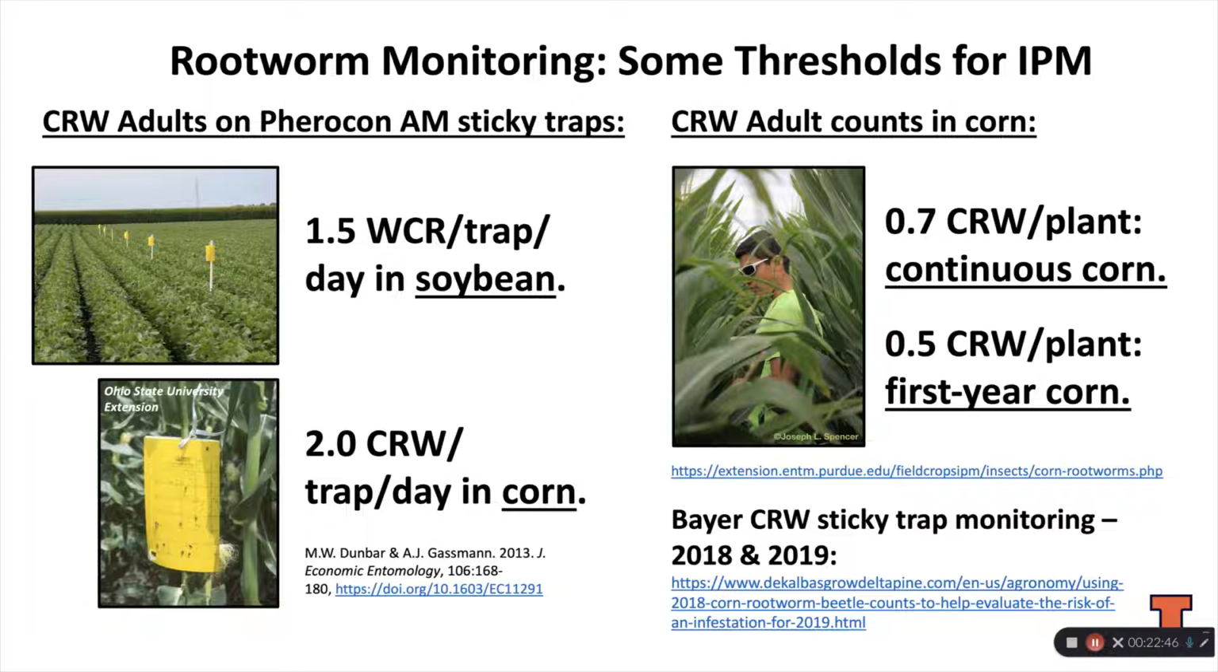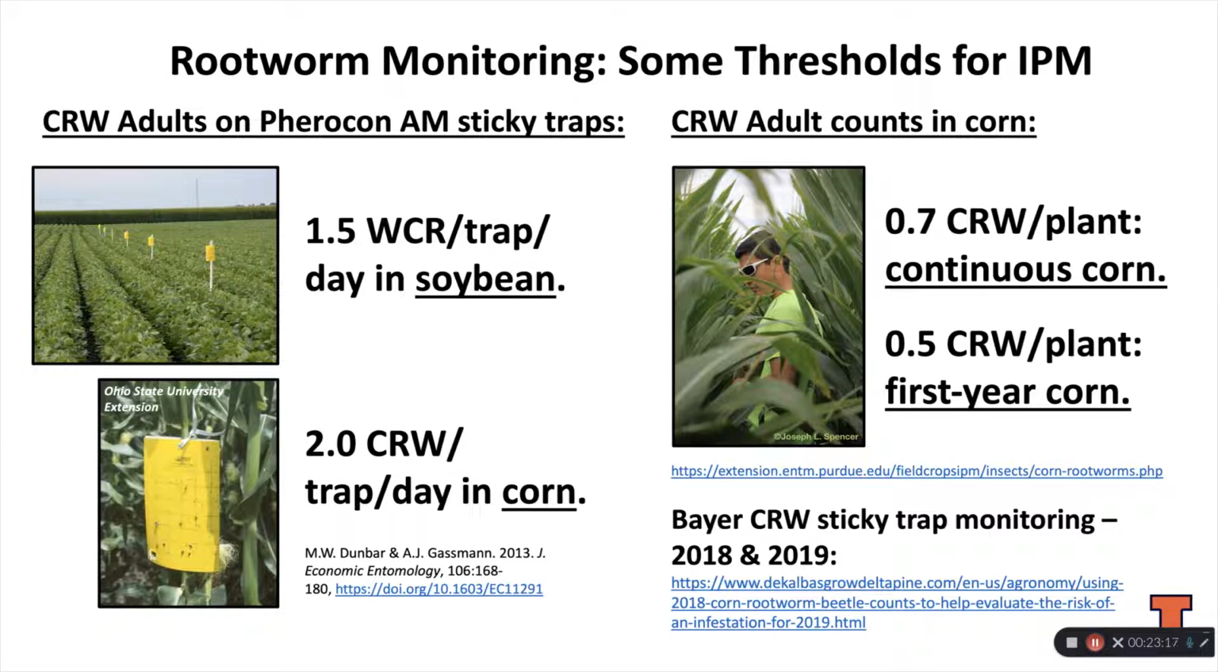If you want to conduct monitoring, there are tools available. As I mentioned, there's the threshold using sticky traps to collect rootworm beetles in soybean fields as well as in corn fields. If you find on average 1.5 beetles per trap per day in soybeans or 2 beetles per trap per day in corn, that's an indication that the following year you may have an economic population of rootworm beetles in corn.